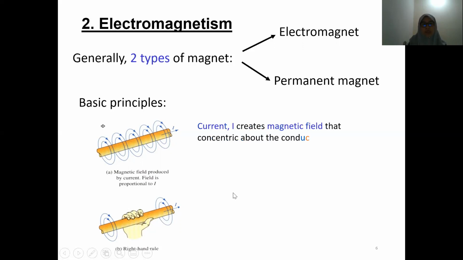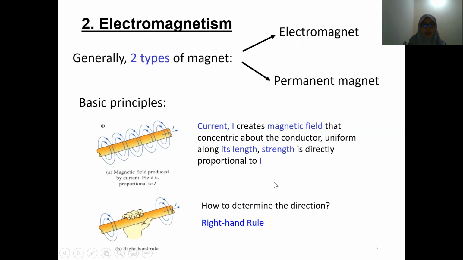Current creates a magnetic field that concentrates about the conductor, uniform along its length, with strength directly proportional to the current. To determine the direction, as I said, we use the right hand rule. Follow the direction of I as given by your thumb, and the other four fingers give you the direction of your magnetic field.